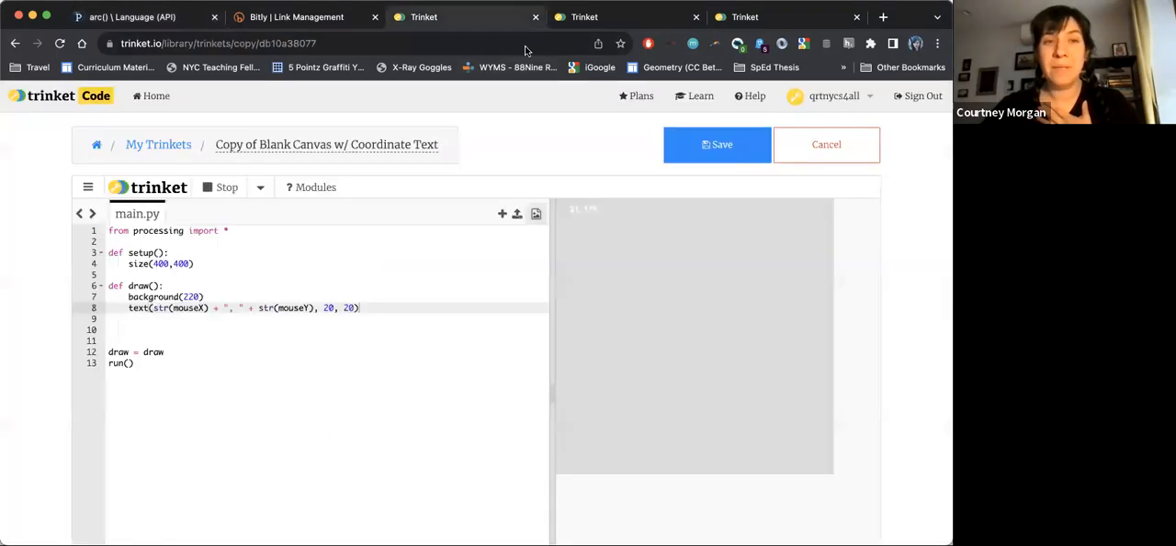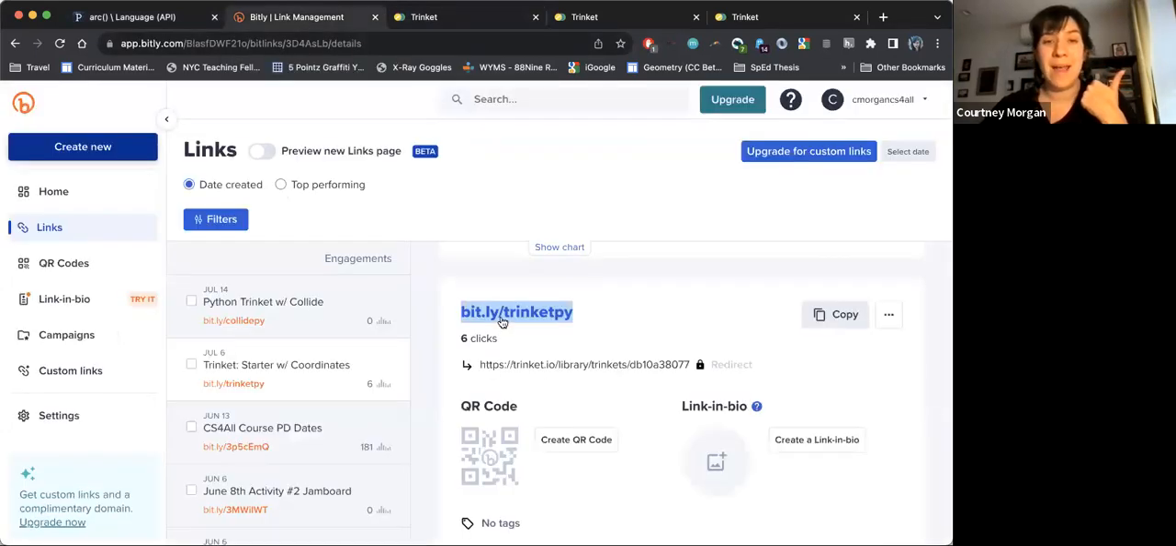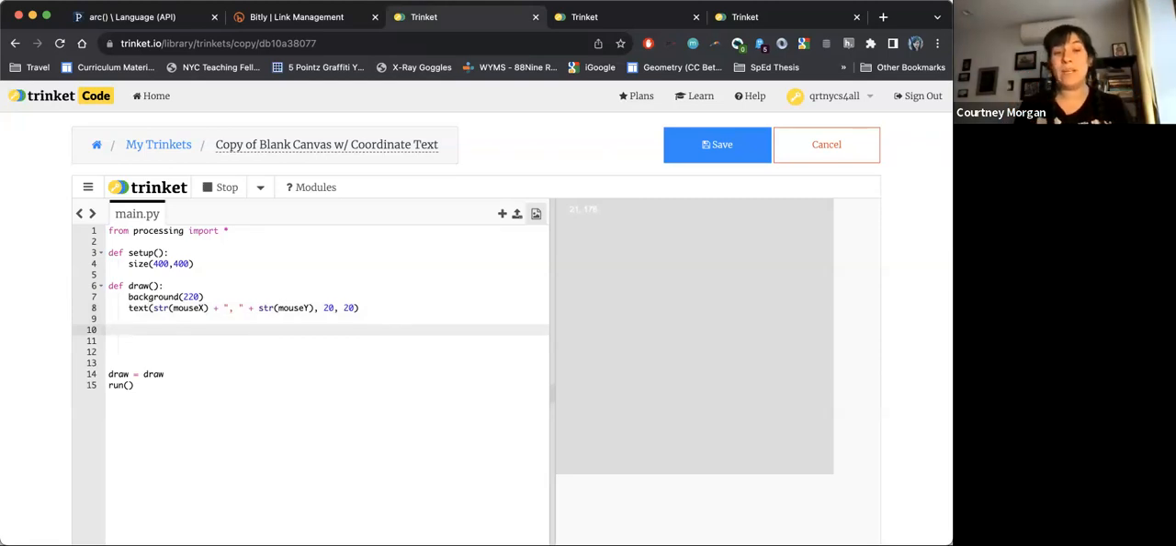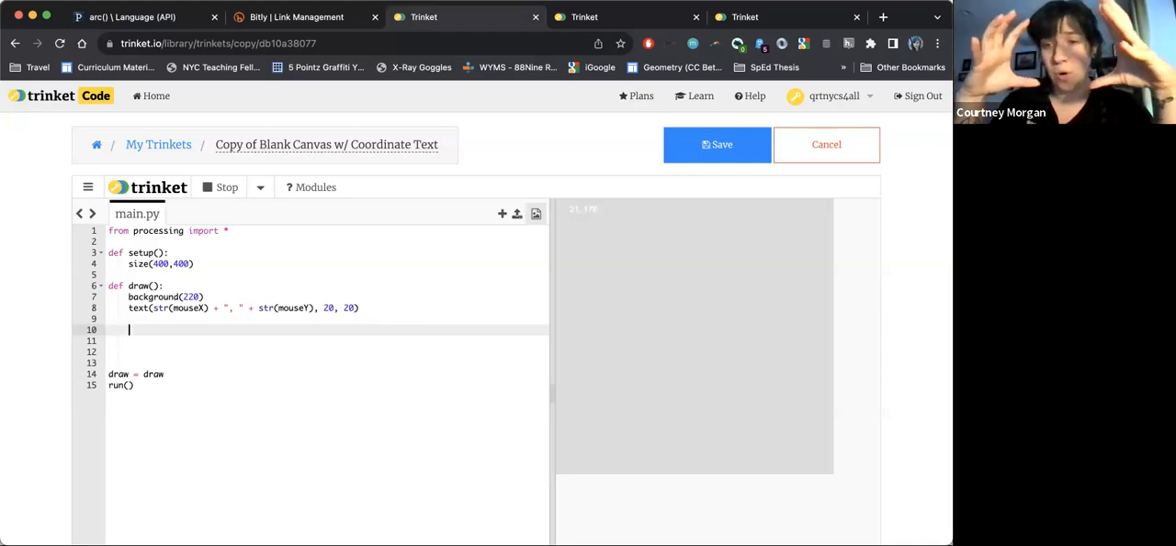If you would like, please make a copy of that blank canvas with the coordinate text, either by finding it through Google, or by heading to bit.ly/trinket.py, whatever you want, and we're going to code an arc together. So the first thing that we need to know about an arc is that an arc is a piece of a circle. An arc doesn't just exist, it was cut out of a full circle or oval.